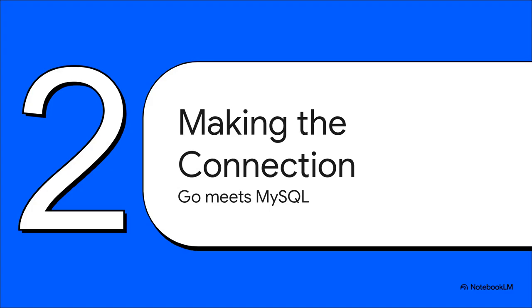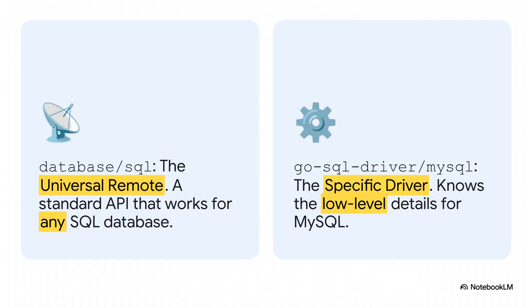All right, enough theory. Let's get our hands dirty. The very first step is to build that bridge between our Go application and our MySQL database. We've got to make the connection. You know, Go has a really clever way of dealing with databases. It comes with this built-in package, database/sql, which is kind of like a universal remote. It's got all the standard buttons, connect, query, close, that work for any SQL database. But to control our specific TV, our MySQL database, we need the TV's manual. That's the driver. It's a separate package that translates those universal commands specifically for MySQL.